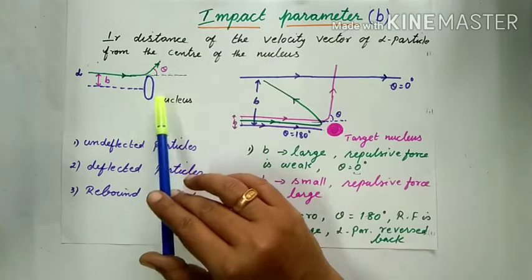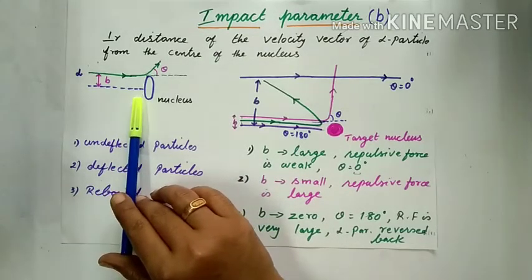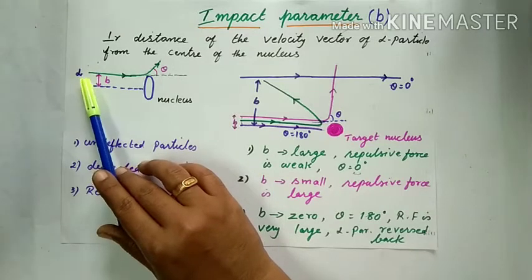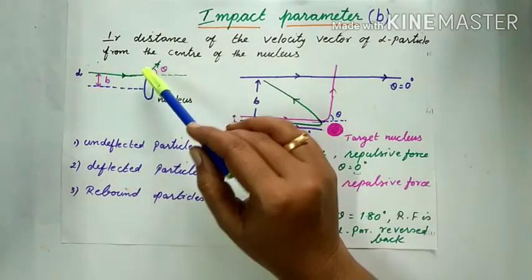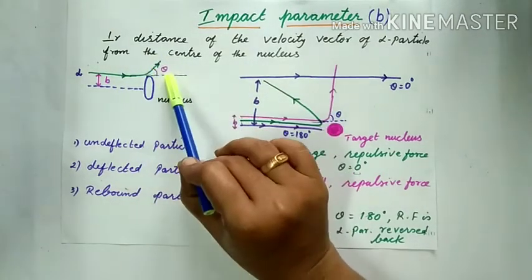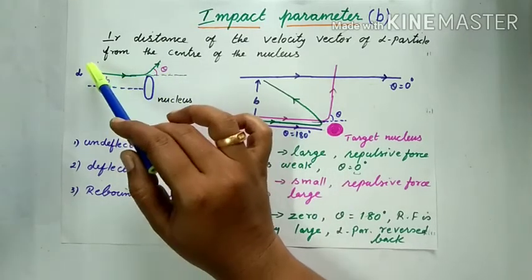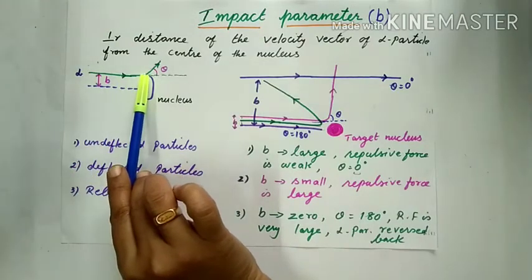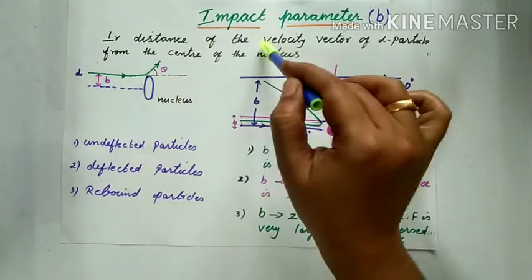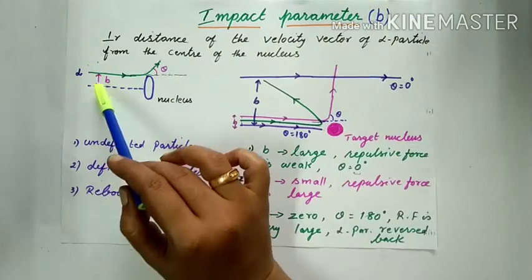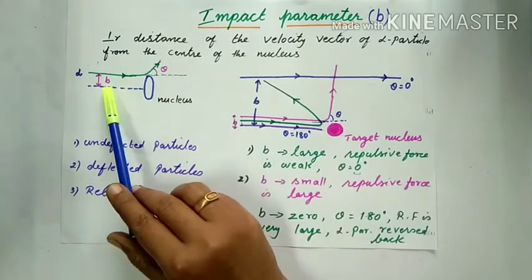See this figure here, this is the nucleus and this line represents the center of the nucleus. And here an alpha particle, when it passes very close to the nucleus, due to the repulsive force, is deflected through an angle theta. So, the perpendicular distance between the trajectory of the alpha particle, which means the path of the alpha particle, or we can say the velocity vector of the alpha particle, from the center of the nucleus is known as the impact parameter b.